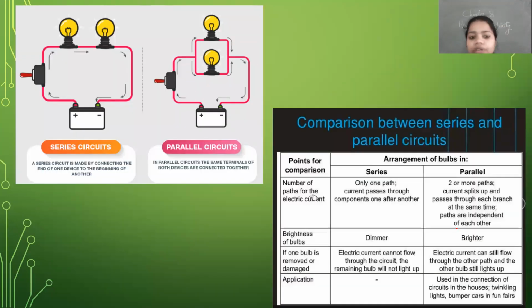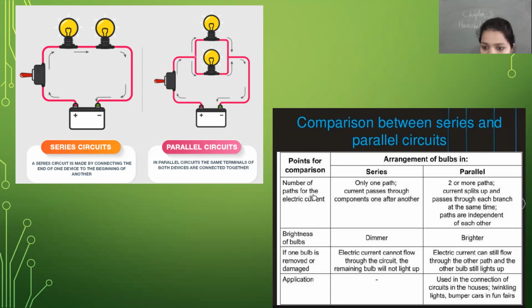Now next we are going to see the difference between series and parallel connection. Series and parallel. See, here you can see how the bulbs are connected. They all are connected one after another, two bulbs. Only one path is there. The current is passing through the one path. So this is a series connection.